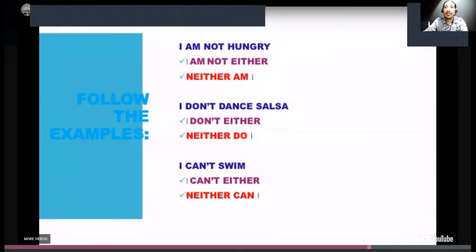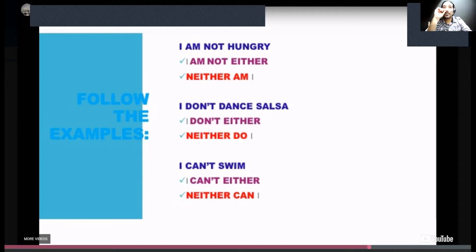Okay. Como dijo la doña Florinda, la misma gata revolcada, ¿eh? So we're still talking. Estamos hablando de lo mismo. ¿Sí? Either va al final. Negative statements. Okay. Y neither, con N, neither va al principio. Es como to, va al final, y so, va al principio. Either, al final, neither, al principio.